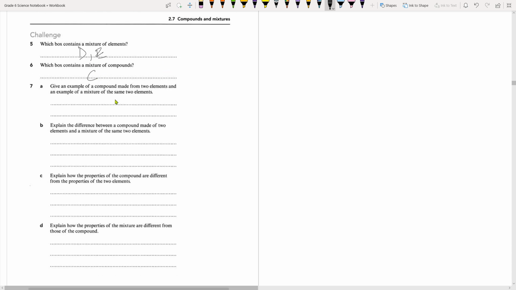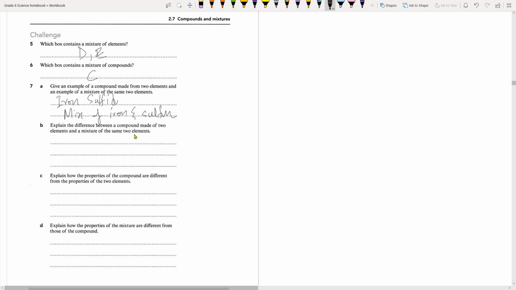Give an example of a compound made from two elements and an example of a mixture of two elements. The one done in the experiment just now would be iron sulfide. That would be the compound, and it's made out of iron and sulfur. And the mixture could be a mix of iron and sulfur powder, the way we did in the lab.